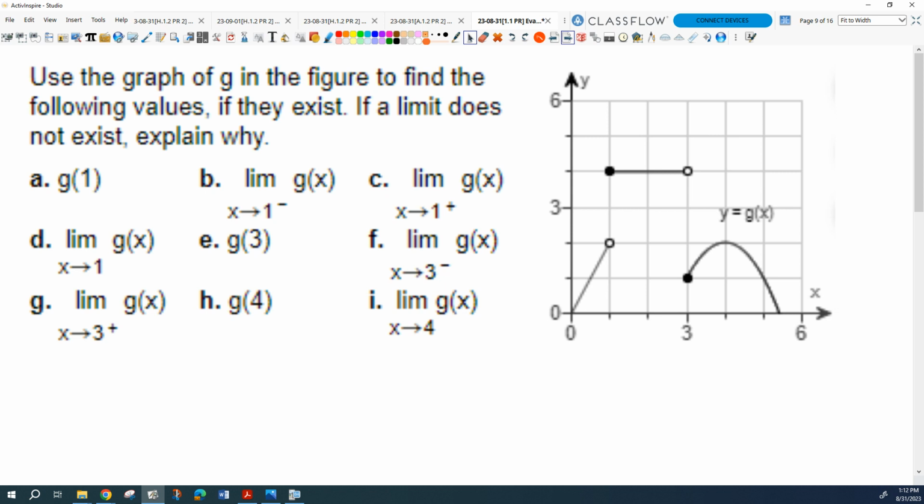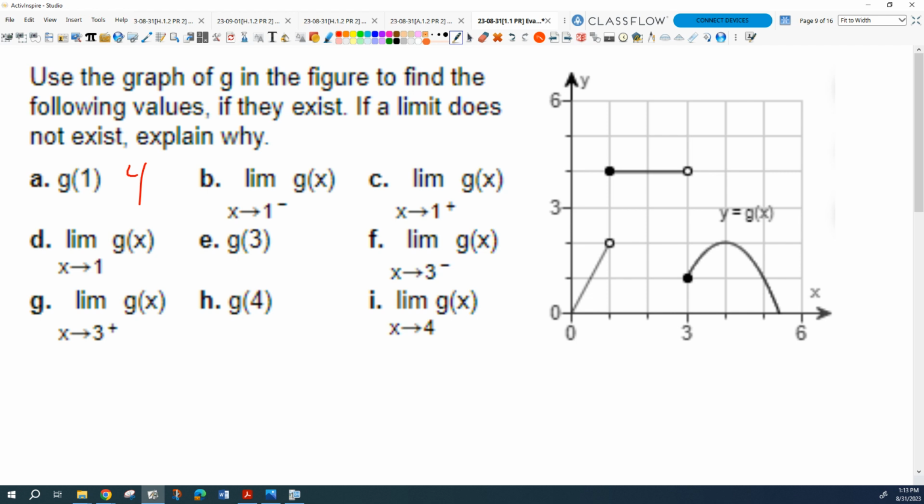G of 1 is, this is the graph of g over here. It's this weird piecewise function. You're looking at all the pieces. That's all part of a piecewise function. Right, so g is this whole thing. It has an open endpoint here, then it goes up here. It's all of that stuff combined. Okay, so it's 4. Good. Everybody agree? G of 1 is 4. Yes, g of x is the whole thing, exactly.